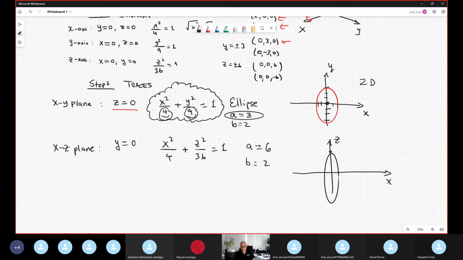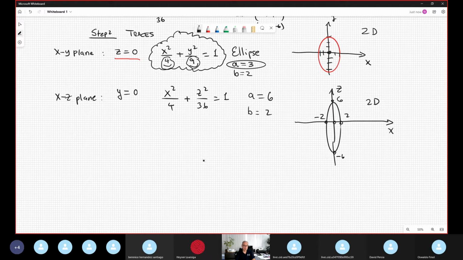That value is 6. That value is negative 6. That value is positive 2. And that value is negative 2. Okay, this is the lateral view in 2 dimensions, in which the y-axis you don't see. The y-axis is out of the plane of the whiteboard here. Is the y-axis, right?